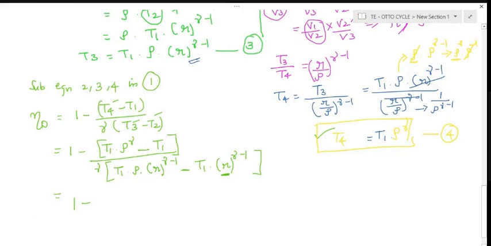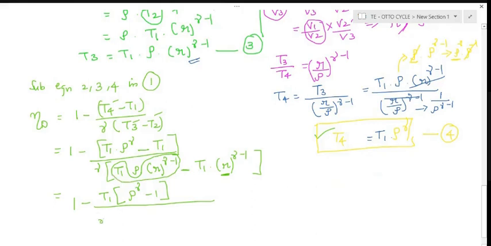So here the T1 parameter is common. So please take it outside as a common factor T1, and the remaining term is rho power gamma minus 1 in the denominator. See here also, T1 into R power gamma minus 1 is common, right? T1 into R power gamma minus 1 is common in both cases.